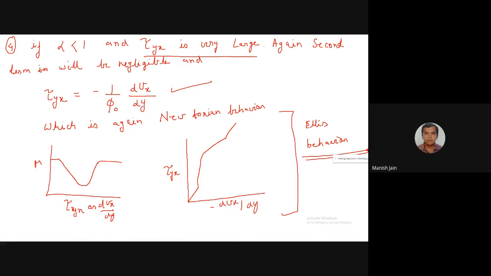So when you plot mu versus tau yx or mu versus dvx by dy, you will get the same viscosity at the low shear stress range and at the very high shear stress range. In between you have the non-Newtonian behavior like this. Okay, but if you check the melt flow behavior of the polymeric melt, initially they show this is the flow behavior of polymeric melt.